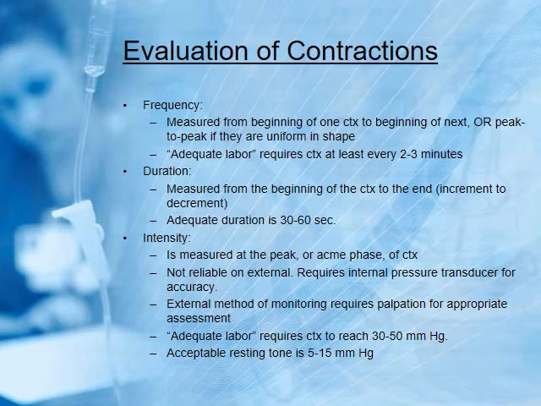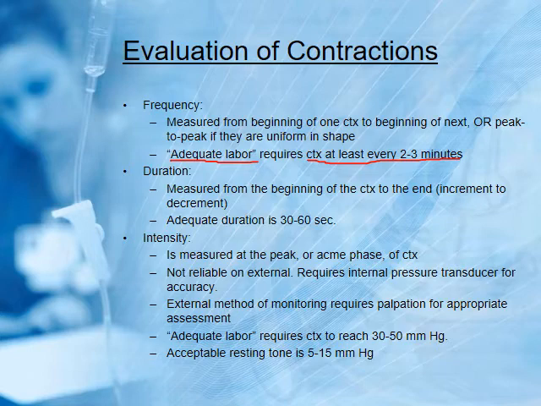When we evaluate those contractions, we're talking about how frequent they are, measuring from the beginning of one contraction to the beginning of the next, or from the peak of the contraction to the peak of the next if they are uniform in shape. And adequate labor, I want you to remember this, adequate, not true labor. That's different. True labor is cervical dilatation, right? Don't confuse the two. Adequate labor means that the uterus is contracting at least every 2 to 3 minutes. That is going to be one of the requirements to have adequate labor.